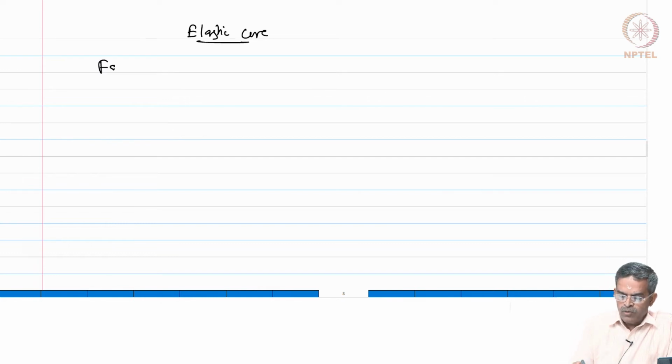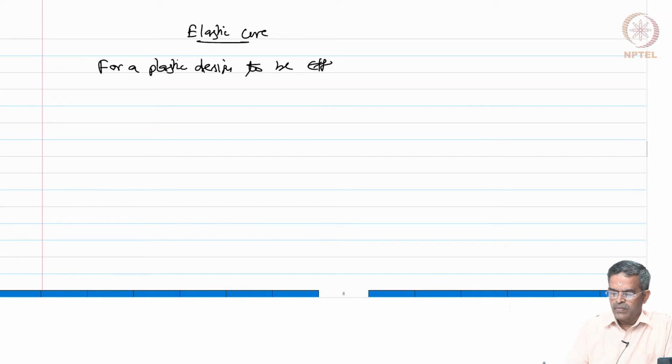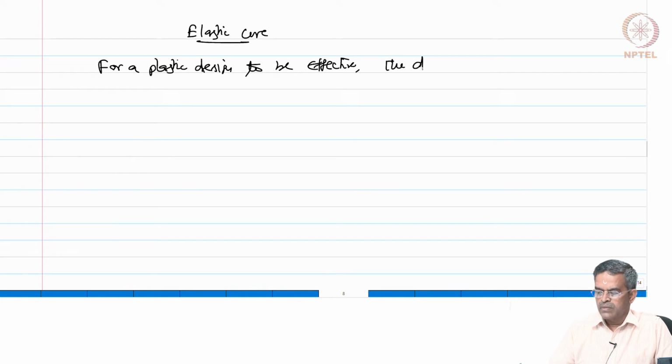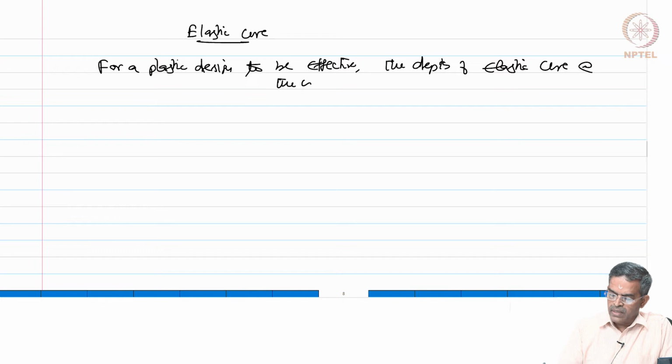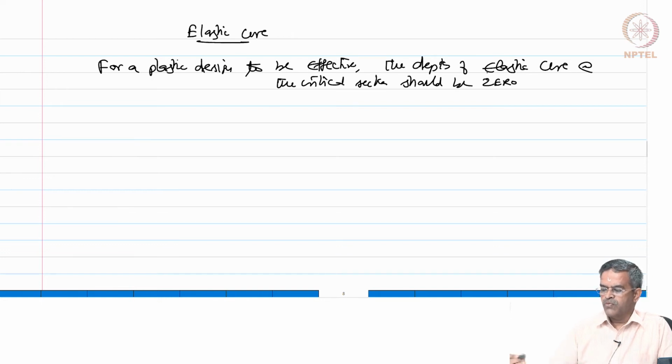So, for a plastic design to be effective, the depth of elastic core at the critical section should be 0, is it not? Because at that section it is fully plasticized. So, elastic core should be 0. Then only at these sections plastic hinges can form.